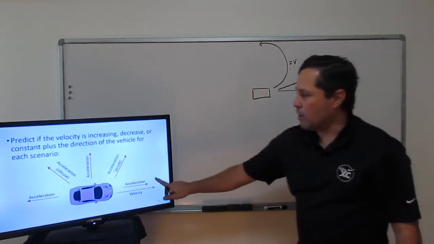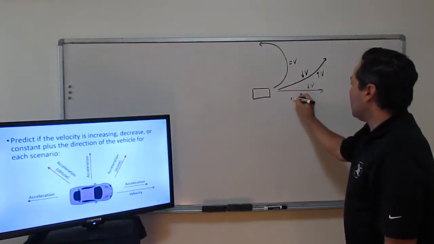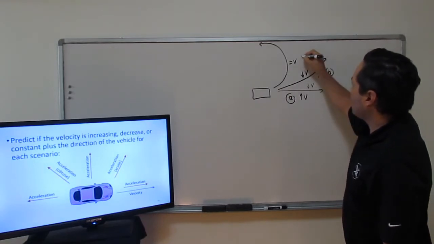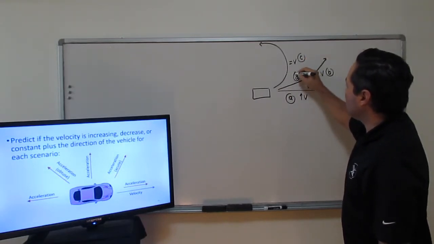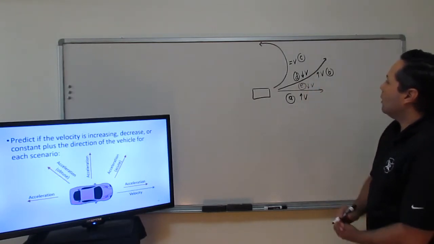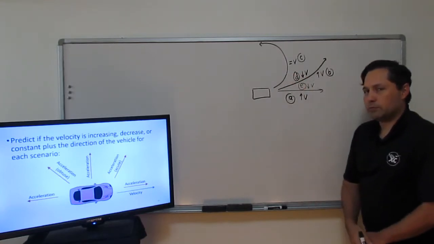So if we label them A, B, C, D, and E, this would be A over here, B would be right here, this is C, this is D, and this one would be E. Alright, so that would be the 5 scenarios.